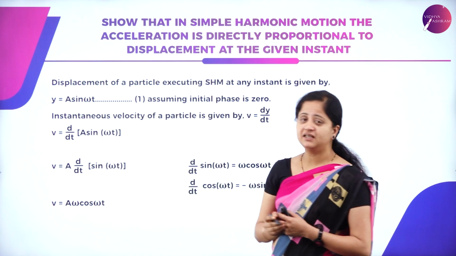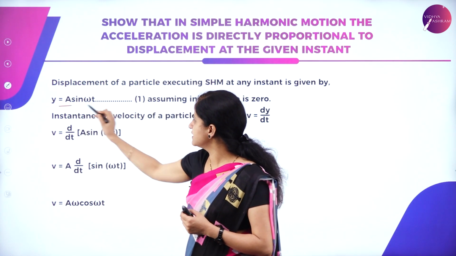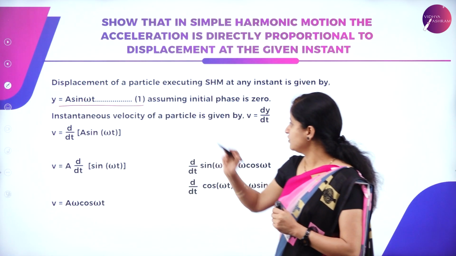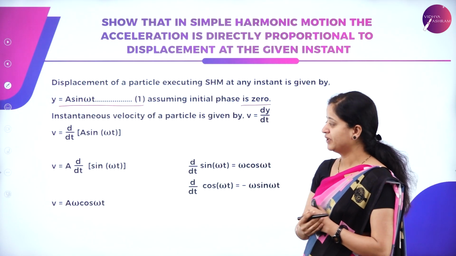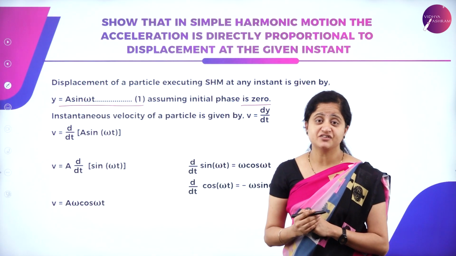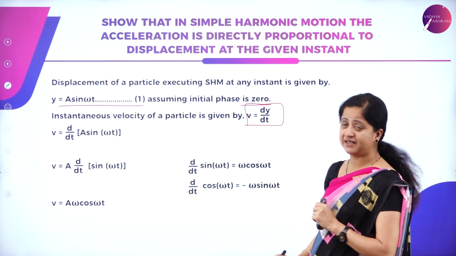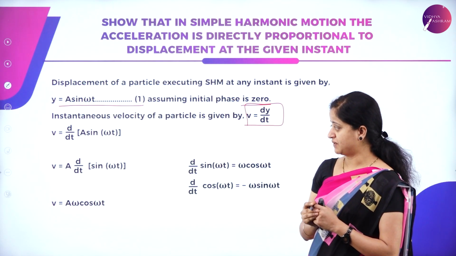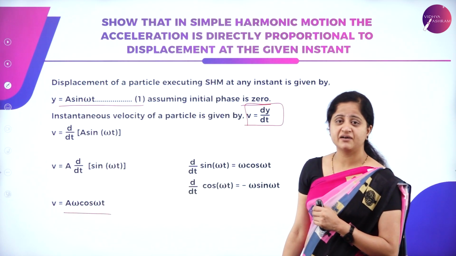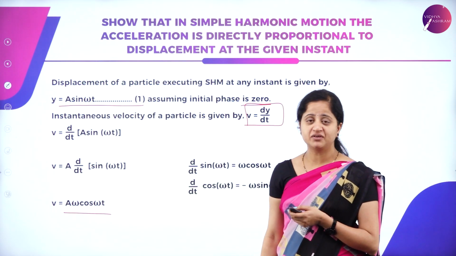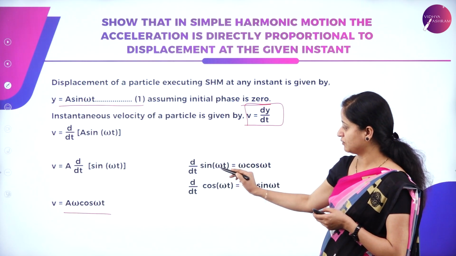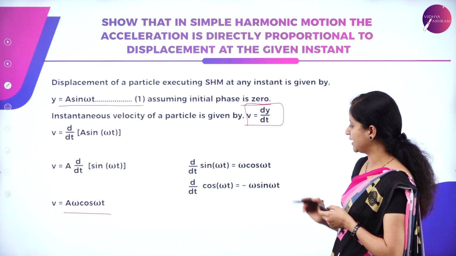The displacement of a particle executing simple harmonic motion is given by y is equal to a sine omega t. Generally, we call this the displacement equation. Assuming here the initial phase is 0, the instantaneous velocity, which means the velocity of an object which is undergoing oscillation at any instant of time, is given by v is equal to dy by dt, that is, the rate of change of displacement. If we differentiate a sine omega t, we get a omega cos omega t, that I have already shown in the previous class. You have to derive this with the help of the chain rule, which means d by dt of sine omega t is cos omega t, but omega is the function here. So, omega cos omega t we get.